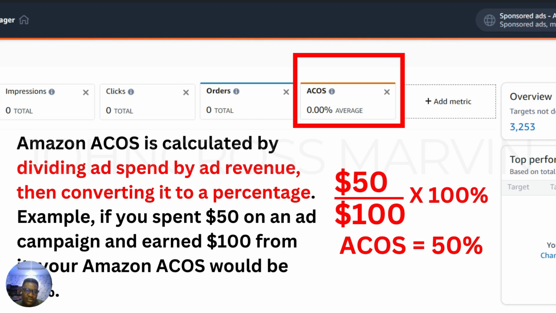So check out your ACoS. Just like we already said, if you spend $70 to make $100, you are not profitable. That is more like a 70% ACoS, and that is not profitable at all. So you really need to understand how to calculate your ACoS.